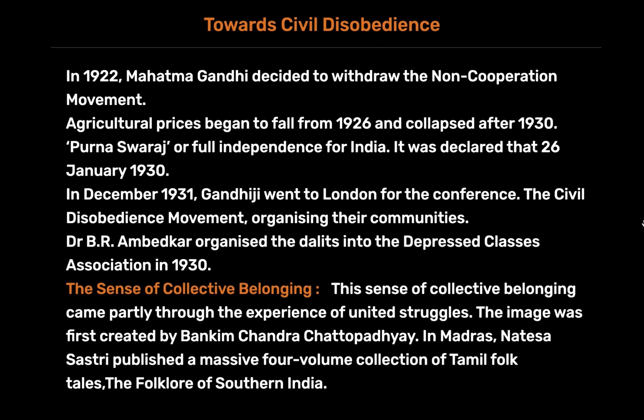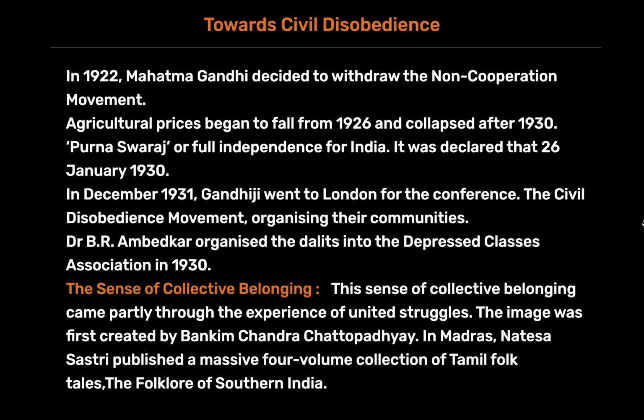The Salt March and the civil disobedience movement. Mahatma Gandhi found in salt a powerful symbol, and began the march on the 31st of January 1930. On the 6th of April he reached Dandi and ceremonially violated the law. In December 1931, Gandhiji went to London for the conference.